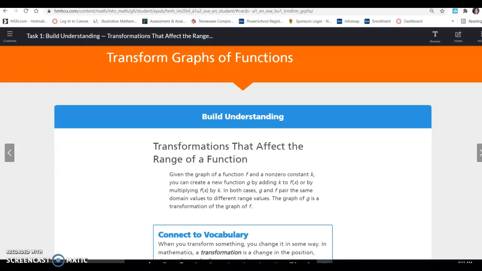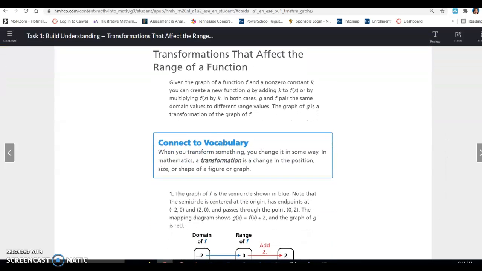All right, guys, today we're going to look at lesson 5.1, transform graphs of functions. Transformations that affect the range of a function. Remember, the range is your y values. Given the graph of a function f and a non-zero constant k, you can create a new function g by adding k to f of x or by multiplying f of x by k. In both cases, g and f pair the same domain values to different range values. The graph of g is the transformation of the graph of f.